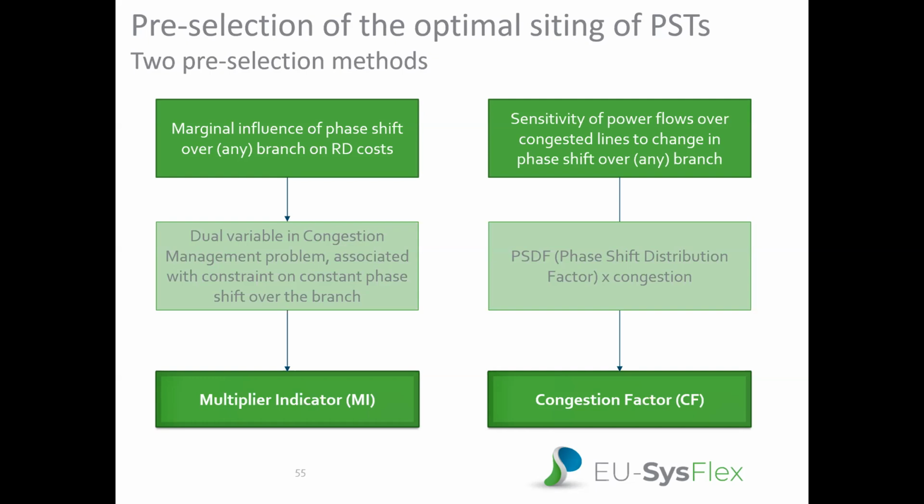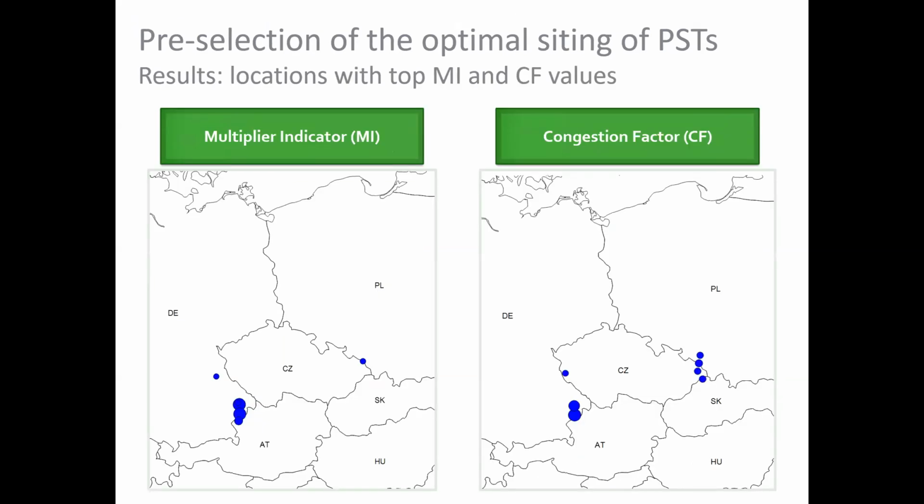The second method, presented here on the right, measures the sensitivity of power flows over the congested lines to the change in the phase shift over any branch in the system. So again, details are given in the paper, but we look at the phase shift distribution factors, PSDFs for short, and juxtapose them with the congestion volumes. And we derive what we call the congestion factor of each possible PST location. To sum up, the multiplier indicator focuses on how a new PST in a given location would help to decrease the cost of redispatching, while the congestion factor shows how a new PST in a given location would help to decrease the congestion severity. Going now to the next slide, we have the results of the two methods.